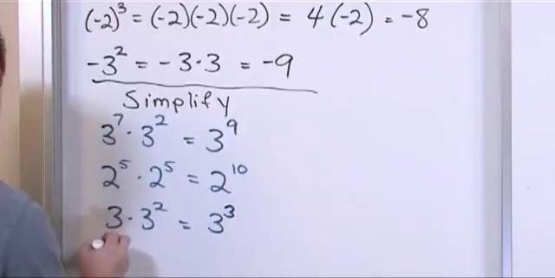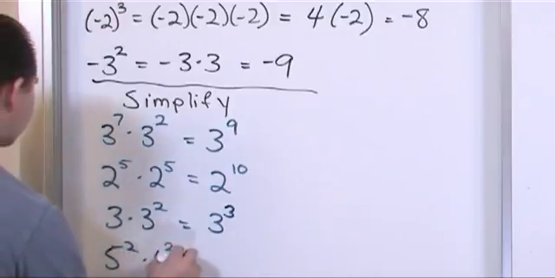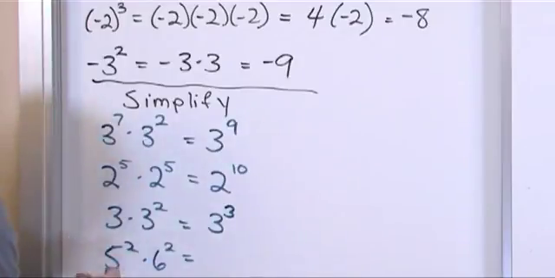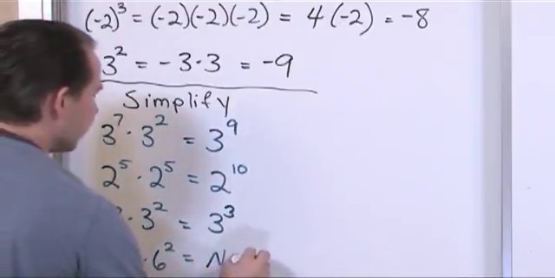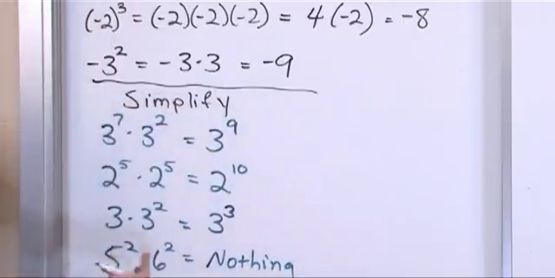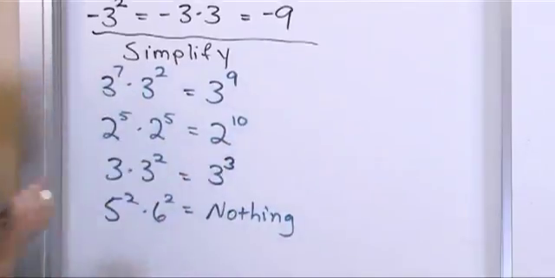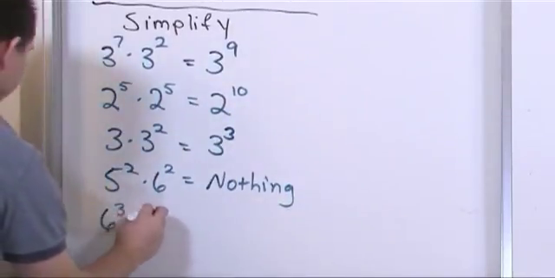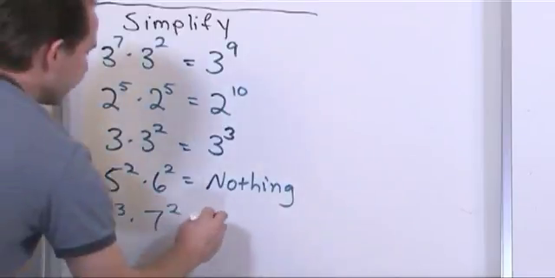Now what if we had 5 squared times 6 squared? How would we do that? Well, we can't do anything here. We can't simplify it anymore because these are different bases. So this is 5 times 5, and this is 6 times 6. So there's really nothing we can do. It's not saying it's wrong to do the multiplication here. It's just saying that I can't make it any simpler. Here I'm simplifying this into something easier. What if I had 6 cubed times 7 squared? Well, there's nothing I can do there. The bases are not the same.